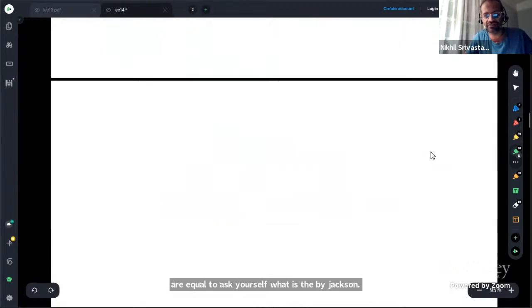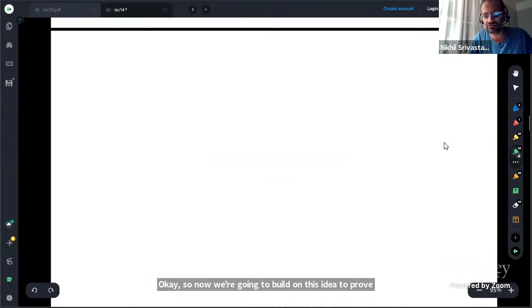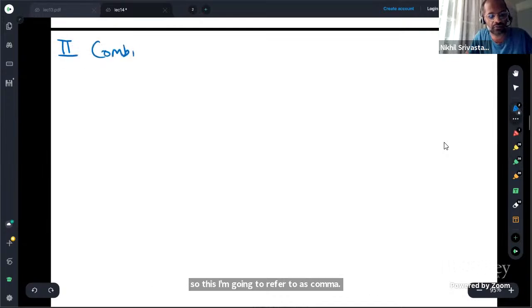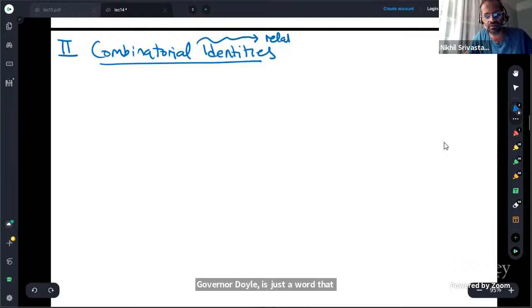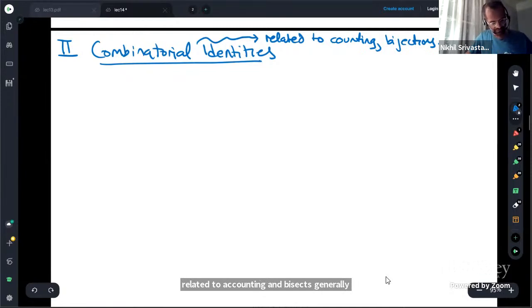Okay, so now we're going to build on this idea to prove some more interesting algebraic formulas using counting. So this I'm going to refer to as combinatorial identities. Combinatorial is just a word that means related to counting in math, related to counting and bijections generally.